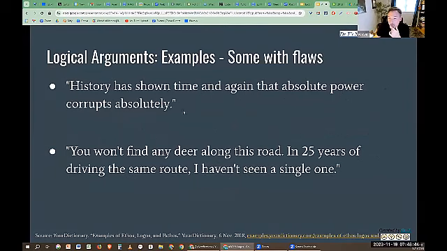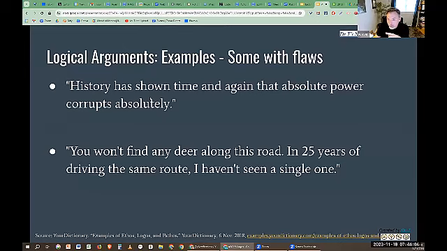So we've got some arguments here, and this is one of my favorites. You won't find any deer along this road. In 25 years of driving the same route, I haven't seen a single one. So this is presented as a logical argument, right? We've got facts, we've got data, 25 years. But is it a good argument?